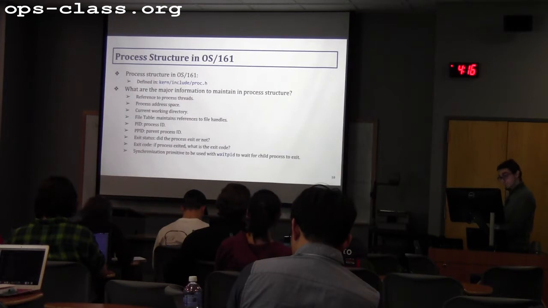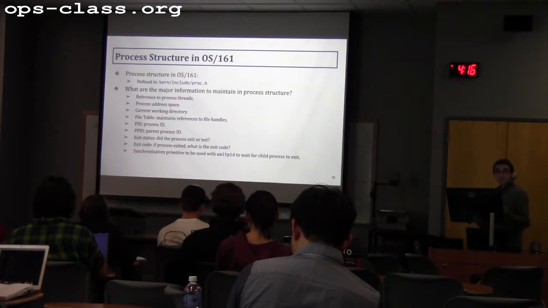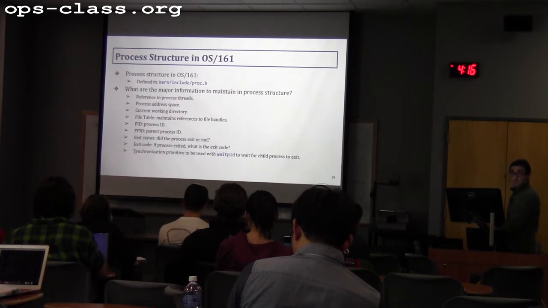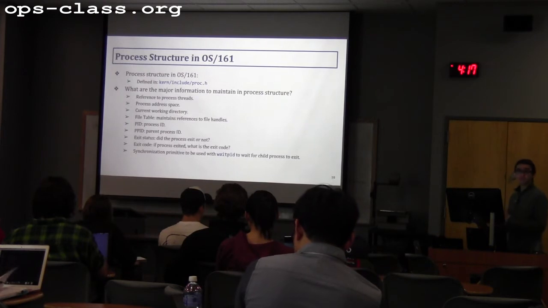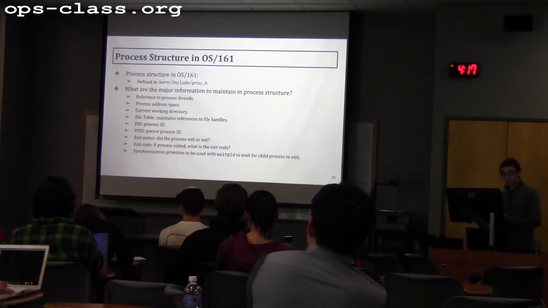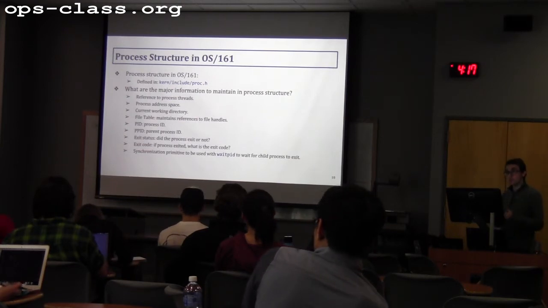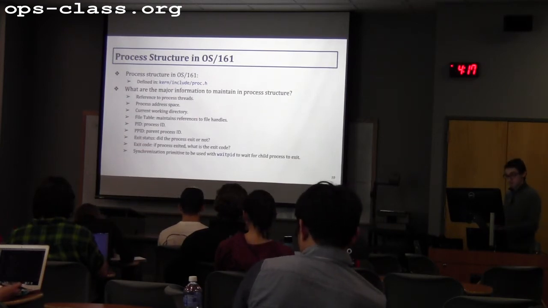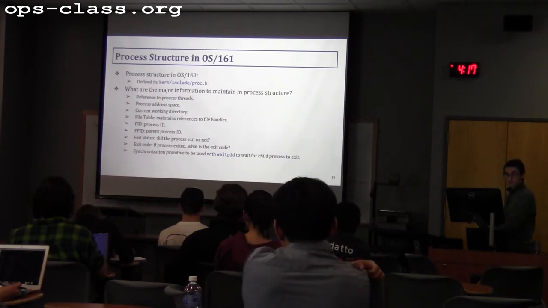This is one of the things that we need to maintain in a process structure. We also need the process address space and the current working directory of the process, which are already there for you. You need to define, as I said, a file table for the process to maintain the references to file handles. You also need to define a PID, which is a process ID. Each process should have a unique identification number. And each process should have a PPID, which is the parent PID. It should maintain who its parent is.